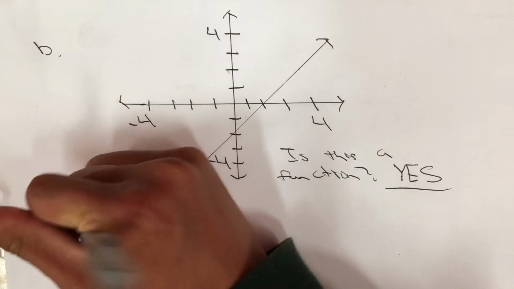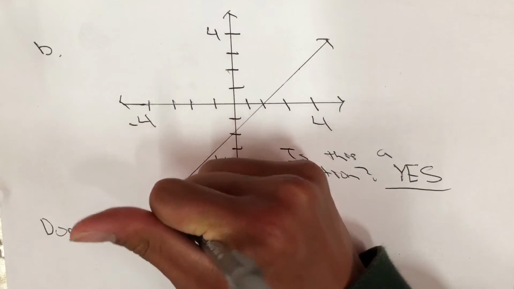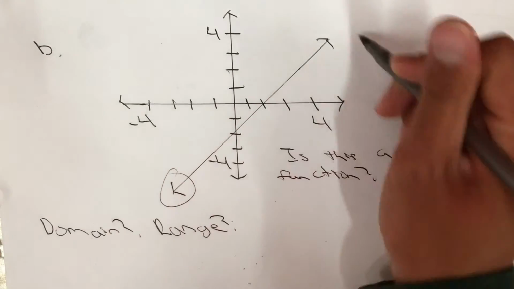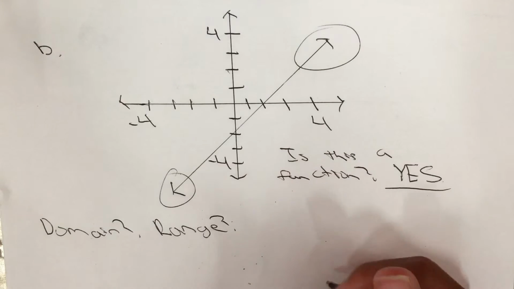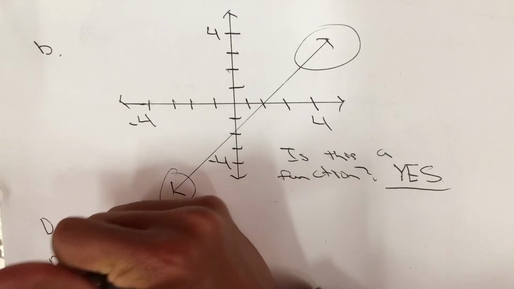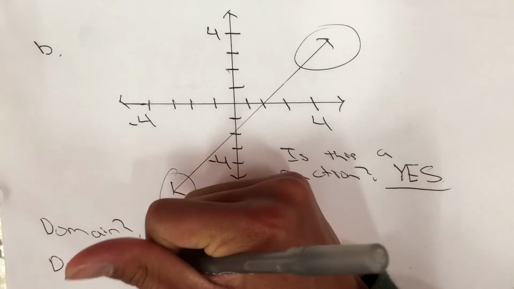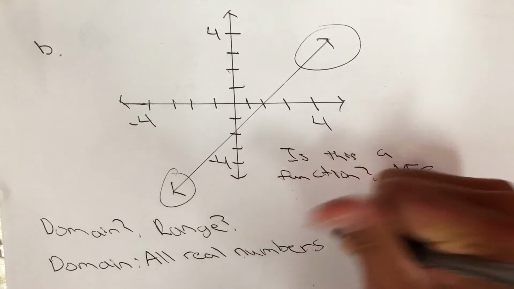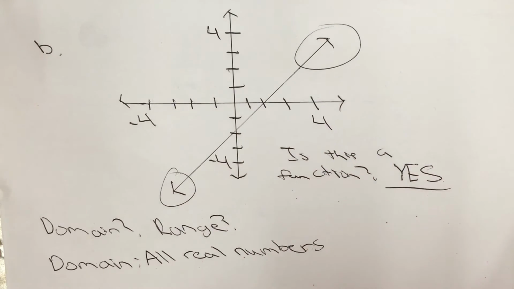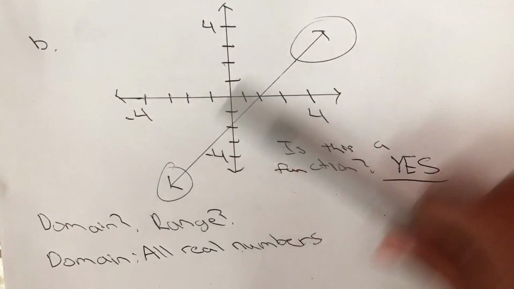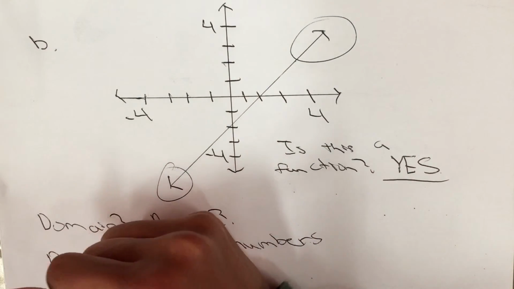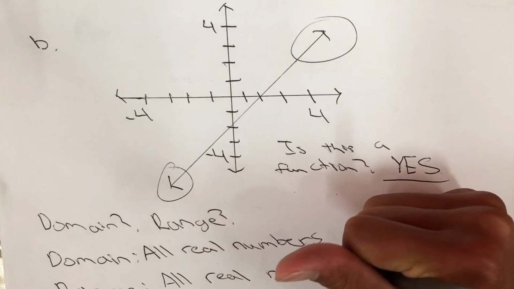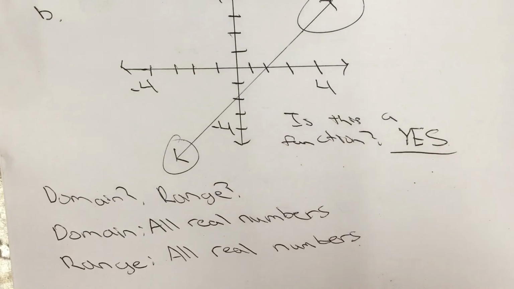Now we need to figure out what the domain and the range is. We can see that the graph has arrows pointing in both directions, meaning that the domain should include all real numbers. In the same way, the arrows also indicate that the range also includes all real numbers.